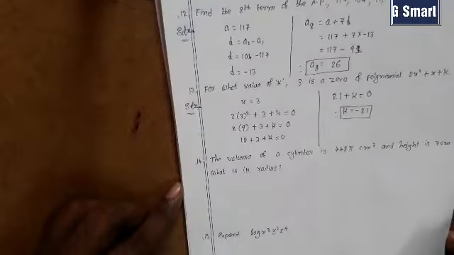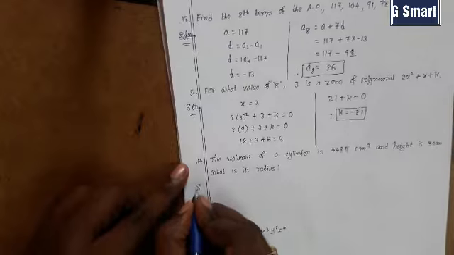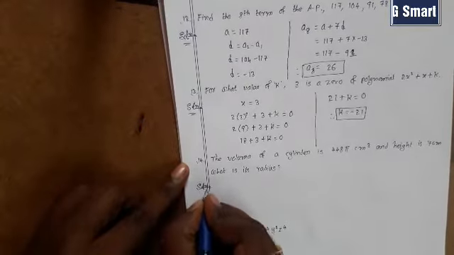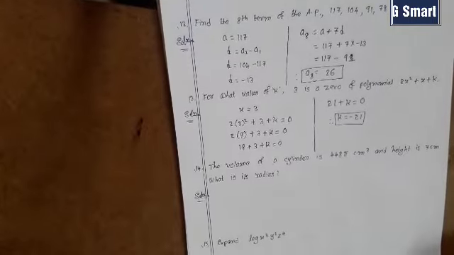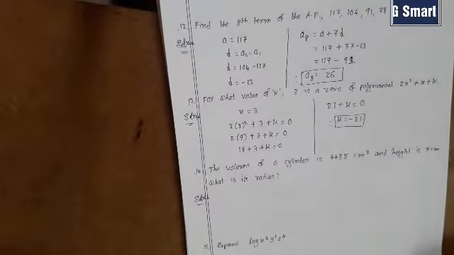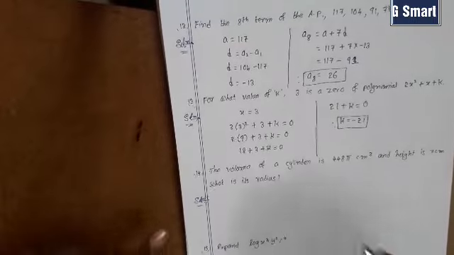Next, the 14th one. The volume of a cylinder is 448 pi centimeter cube, height is 7 centimeters. Then what is its radius? So we have to draw the cylinder.